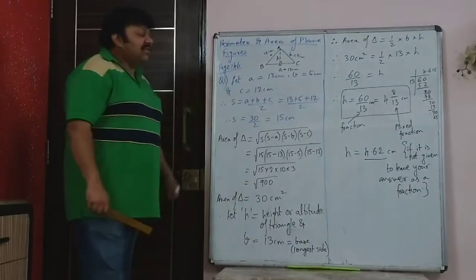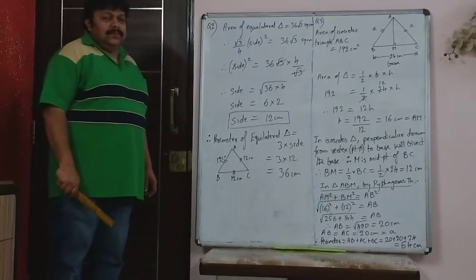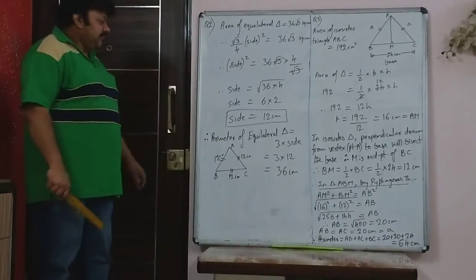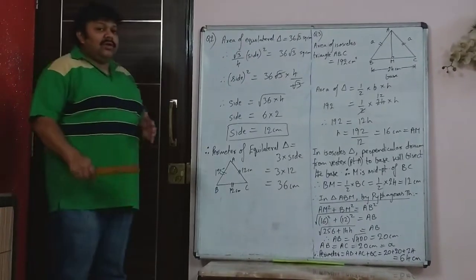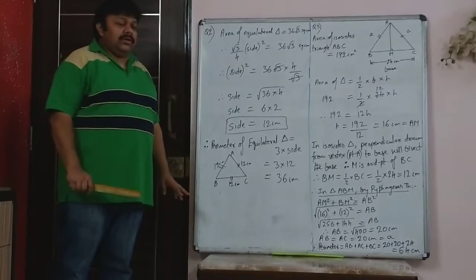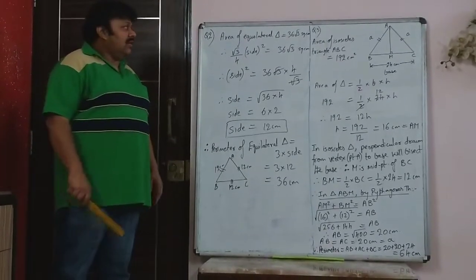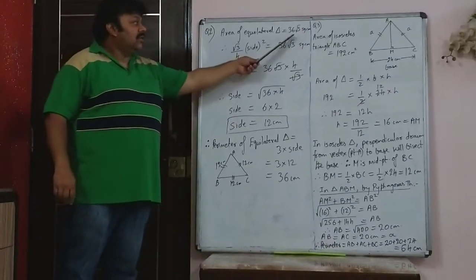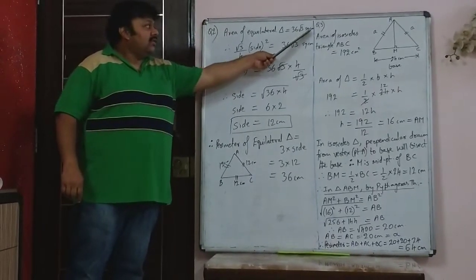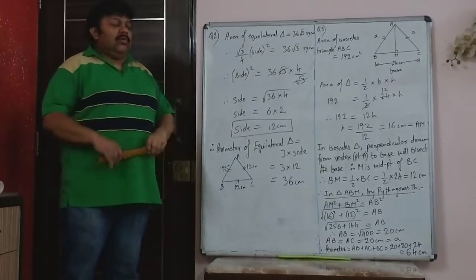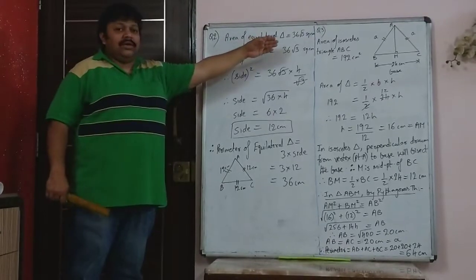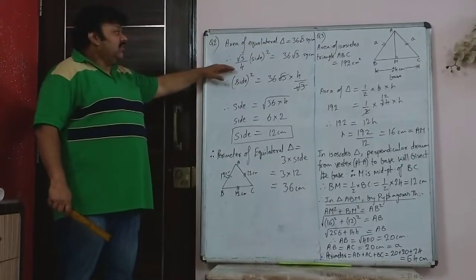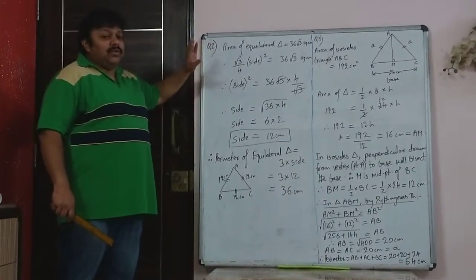So we'll go on to the second sum now. Now second sum. In this sum, you are first of all given that the triangle is equilateral. So all three sides are equal and the area of the triangle is given as 36 root 3 square centimeter. So when it is clearly mentioned the triangle is equilateral, we will use the equilateral triangle area formula.